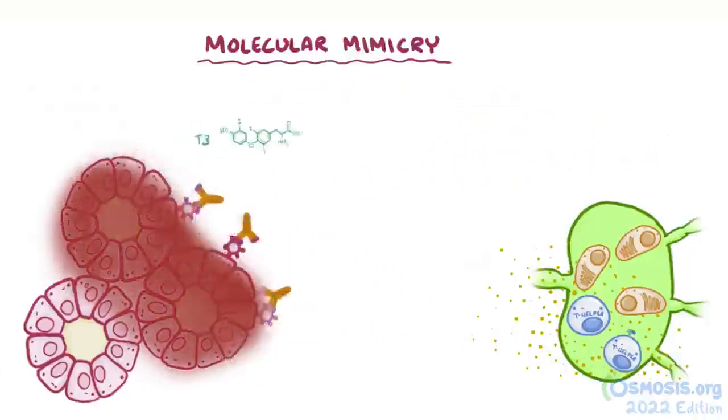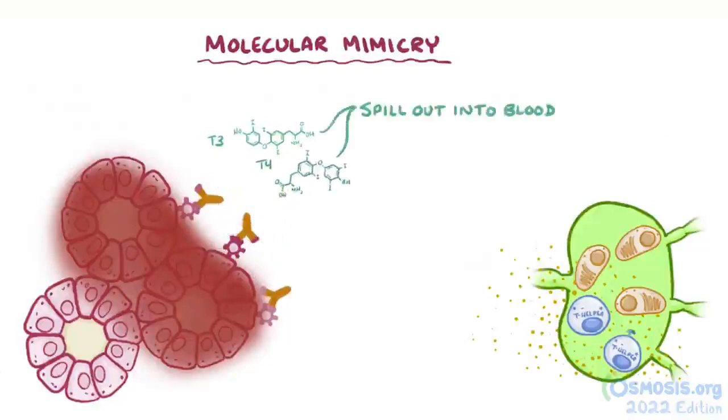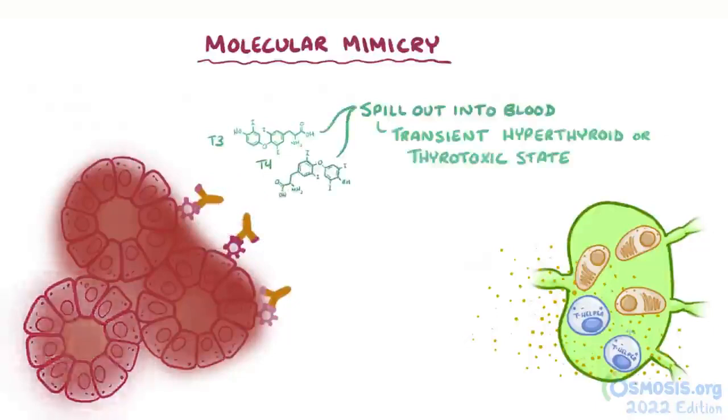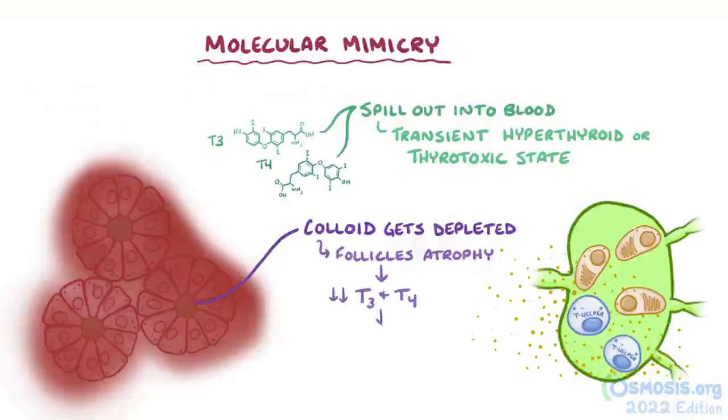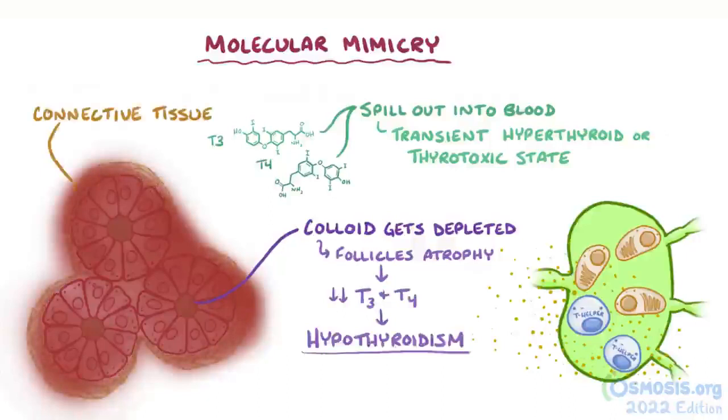Now, initially, the destruction of these follicular cells leads to T3 and T4 getting spilled out into the blood, creating a transient hyperthyroid or thyrotoxic state. But as the thyroid gland gets more and more damaged, the colloid gets depleted over time, and follicles atrophy or get smaller. This leads to decreased T3 and T4, and causes hypothyroidism. In any case, though, all this inflammation also causes connective tissue to build up, leaving less space for the functional thyroid cells.